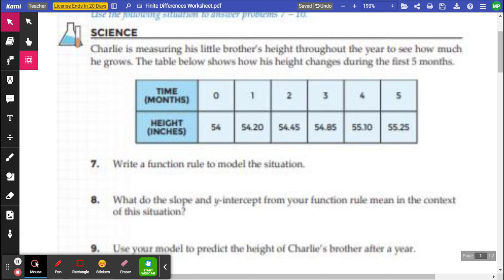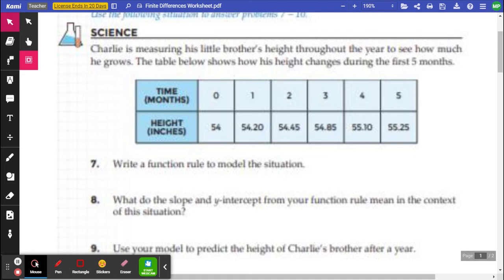Charlie is measuring his little brother's height throughout the year to see how much he grows. The table below shows the height changes during the first 5 months. So what is Charlie doing? His brother is growing, right? Okay. All right, so it says write a function to model the situation.